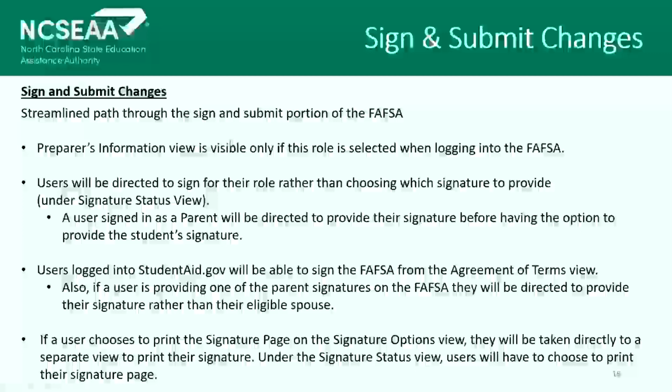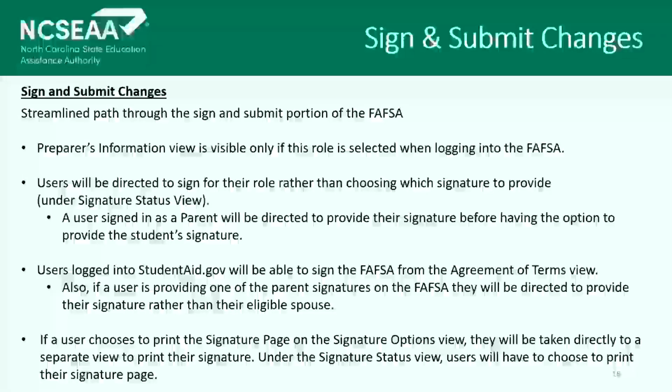Under the sign and submit changes section on the FAFSA form, they have streamlined the path through the sign and submit portion of the application. If a user actually selects a preparer view, at the end of the application, when it's time to actually sign it, this view is only going to be visible if that role is selected at the beginning of the application, where they'll have to put in additional information versus what the student and the parent put in at the end of the application, because this preparer is actually providing the information for the student and helping the student complete it.